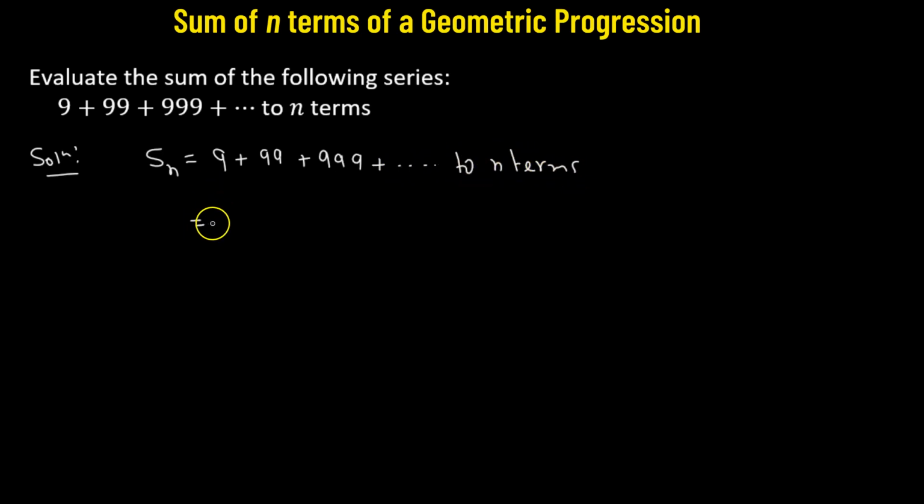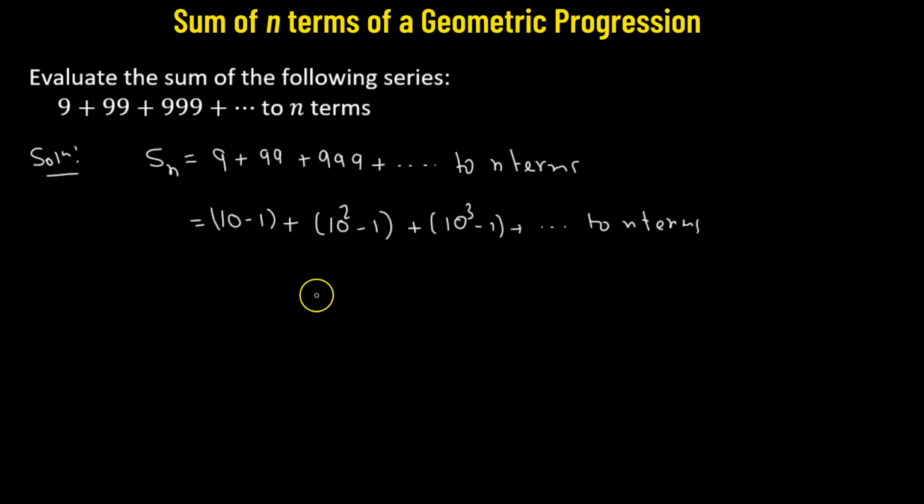Now 9 can also be expressed as 10 minus 1. So our first term now becomes 10 minus 1. Then we have the second term, 99, which can also be expressed as 100 minus 1. Now 100 is actually 10 squared, so we have 10 squared minus 1. Then 999, that's 1000 minus 1, or 10 cubed minus 1. So this gets added to n number of terms.